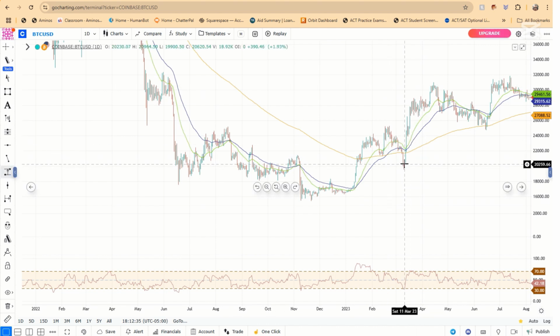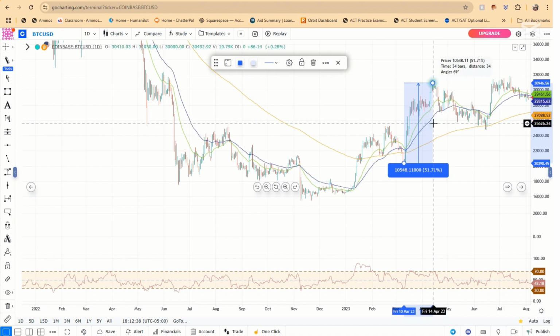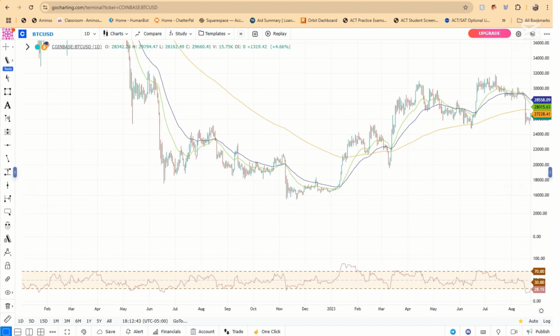Let's just take a look. If we would have bought right there, took that right up. That's a 50% move right there. So that would be pretty awesome.